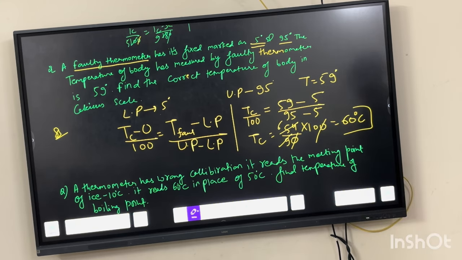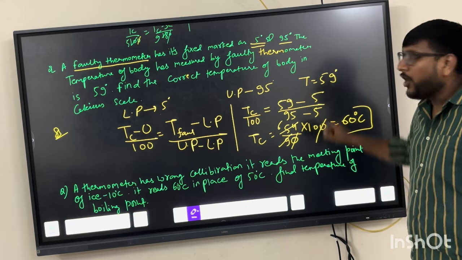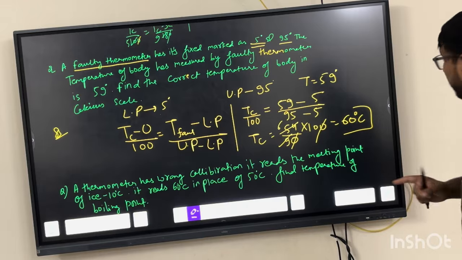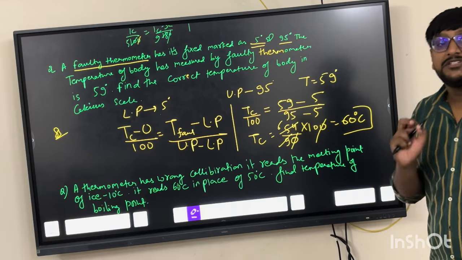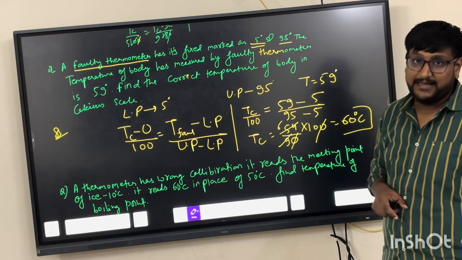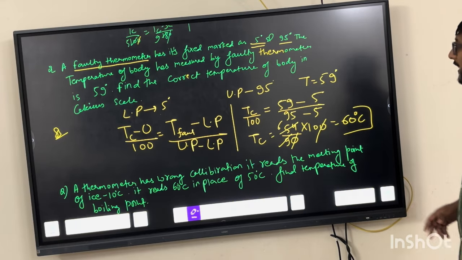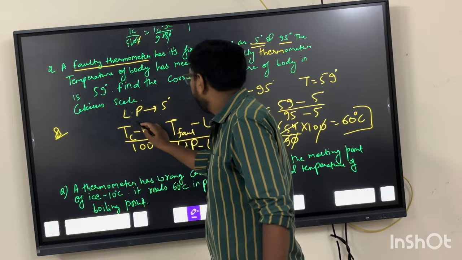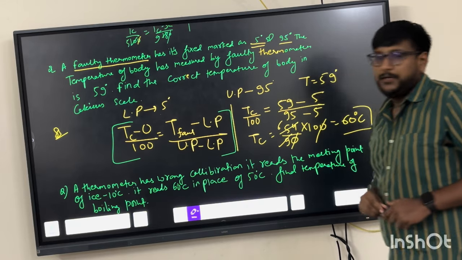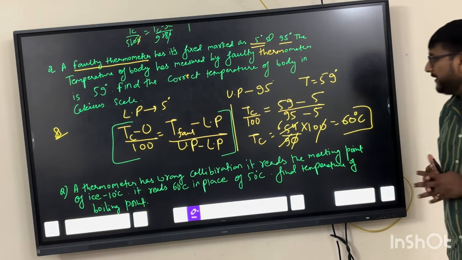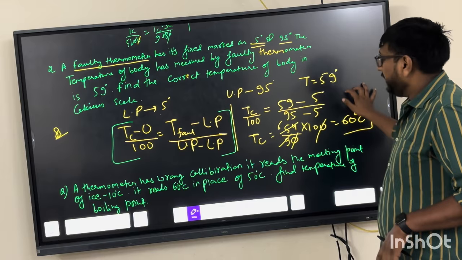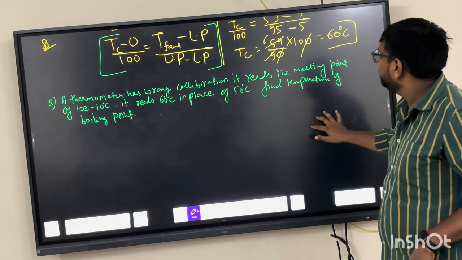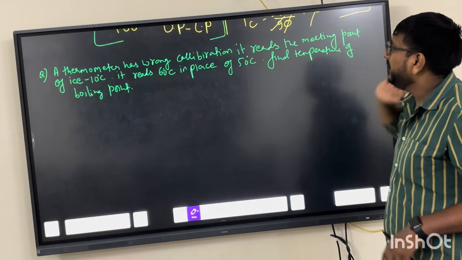So the correct temperature is 60 degrees Celsius. The faulty thermometer read it wrong, it read 59 degrees, but actually the temperature is 60 degrees Celsius on the Celsius scale. Correct class? I think you understood. This relation is very, very important, so you need to remember it. Now we are moving to the next question.